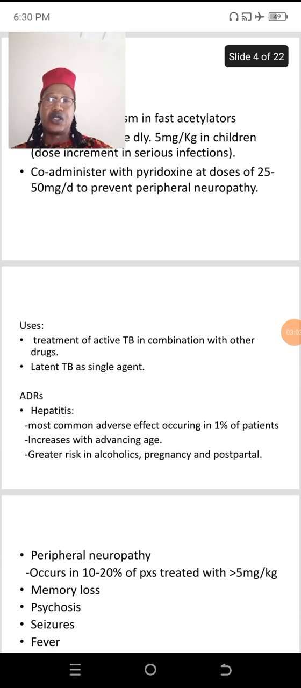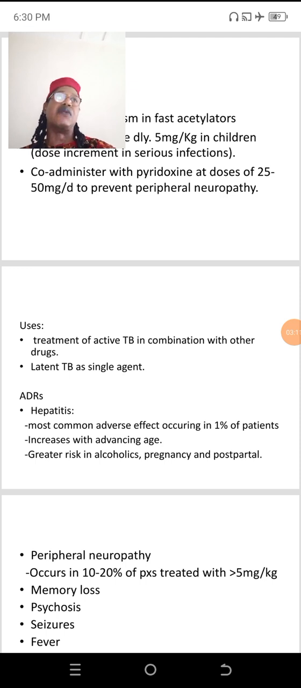Adverse drug reactions to isoniazid include hepatitis, which is the most common adverse effect, occurring in about 1% of patients who are treated with isoniazid. In isoniazid-induced hepatitis, the incidence increases with advancing age, and the risk of developing it is greater in alcoholics, in pregnancy, and during the postpartum period.